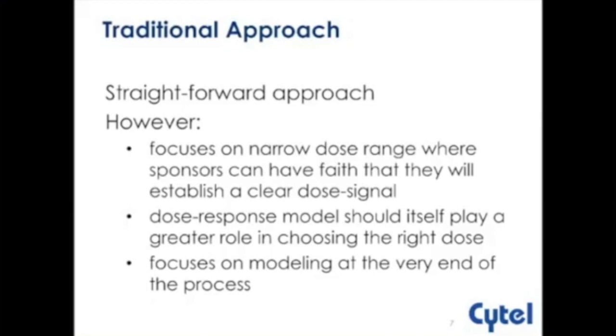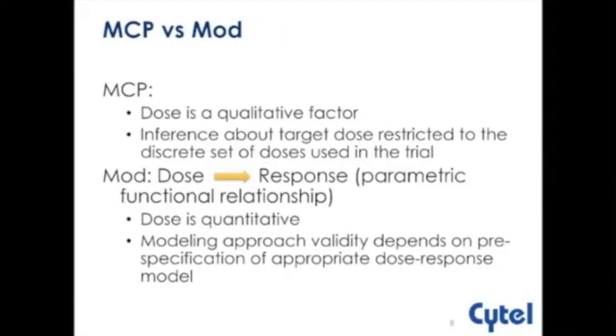and it consists of two separate components. If you view them individually, the MCP component basically treats dose as a qualitative factor and then proceeds in making inference about the target dose restricted to this discrete set of doses that you used in the trial. On the other hand, the Mod component uses a parametric functional relationship to model the relationship between dose and response. In other words, it treats dose as a quantitative factor, and the validity of the modeling approach depends on pre-specifying appropriate dose-response models.